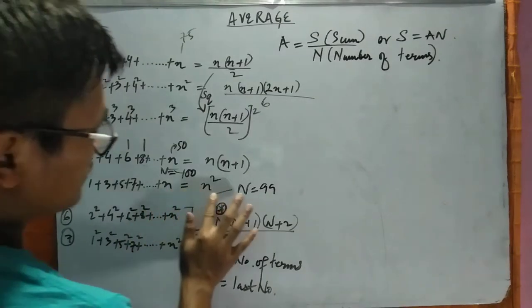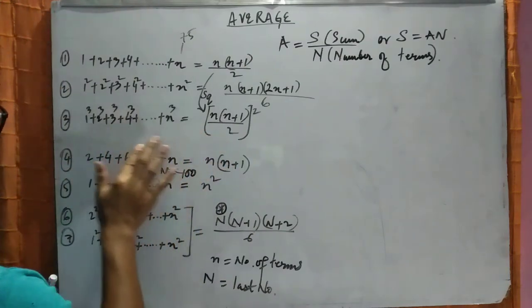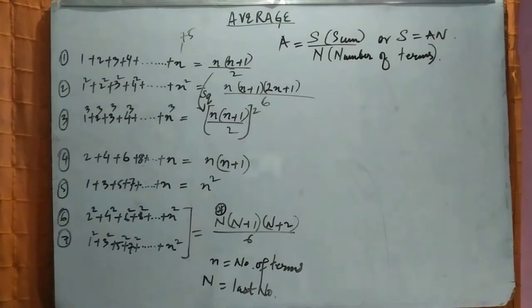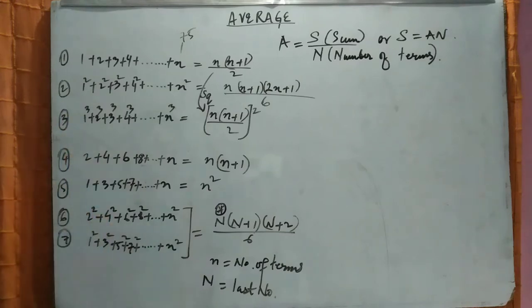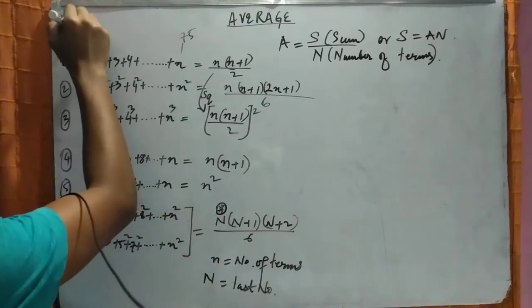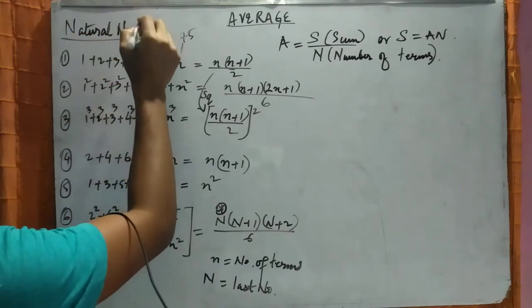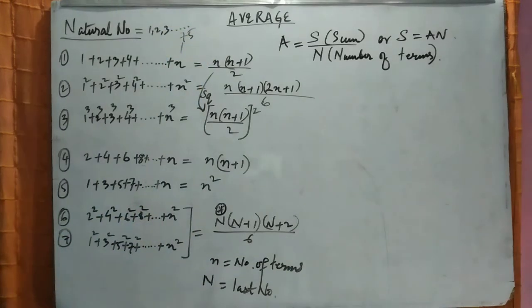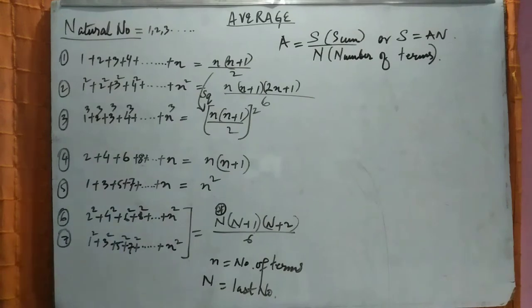Question solve in detail. Sum formula. Natural number starts from 1. Whole number starts from 0.